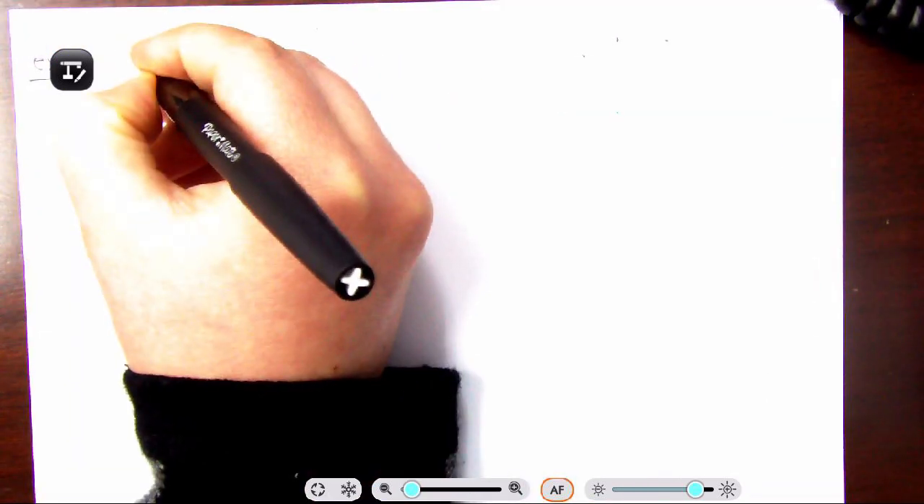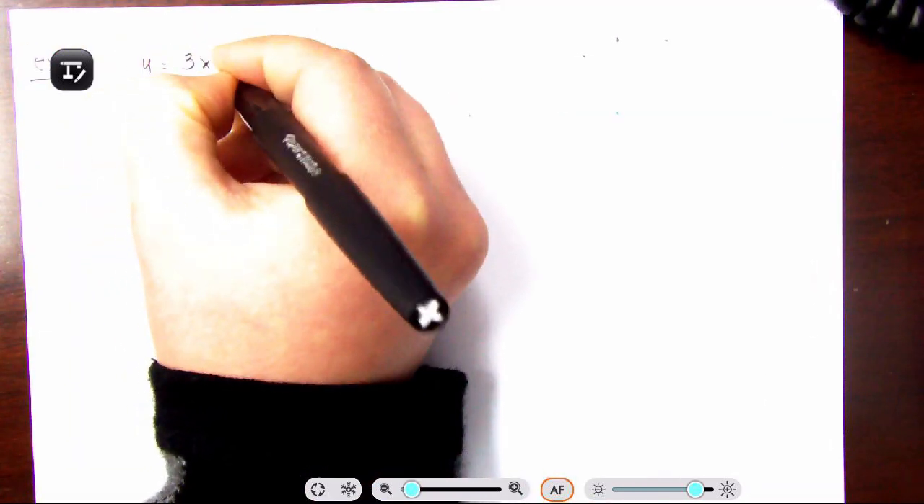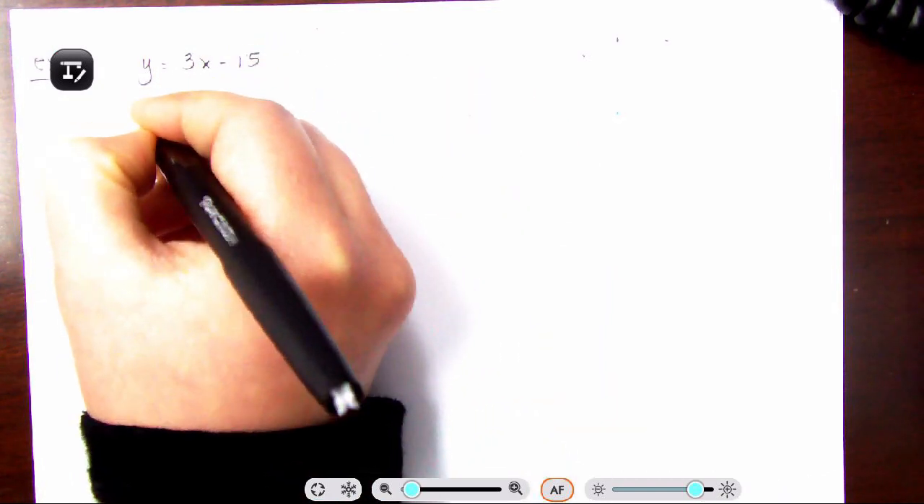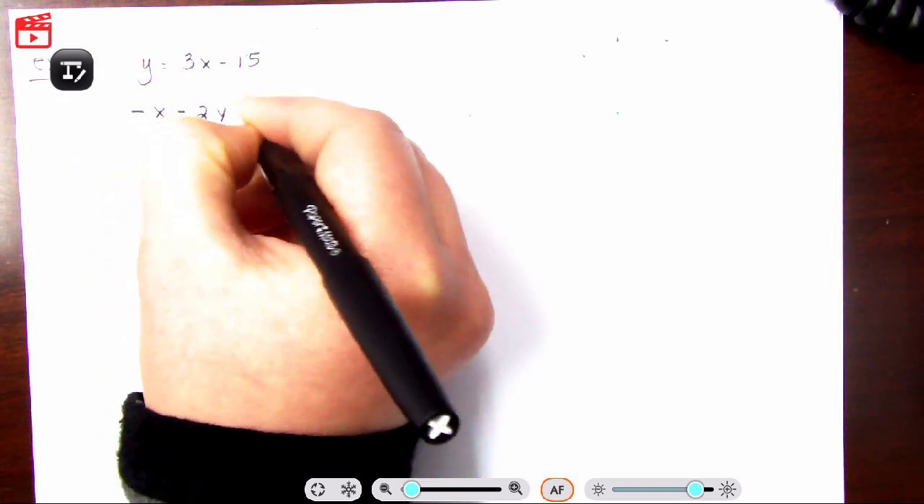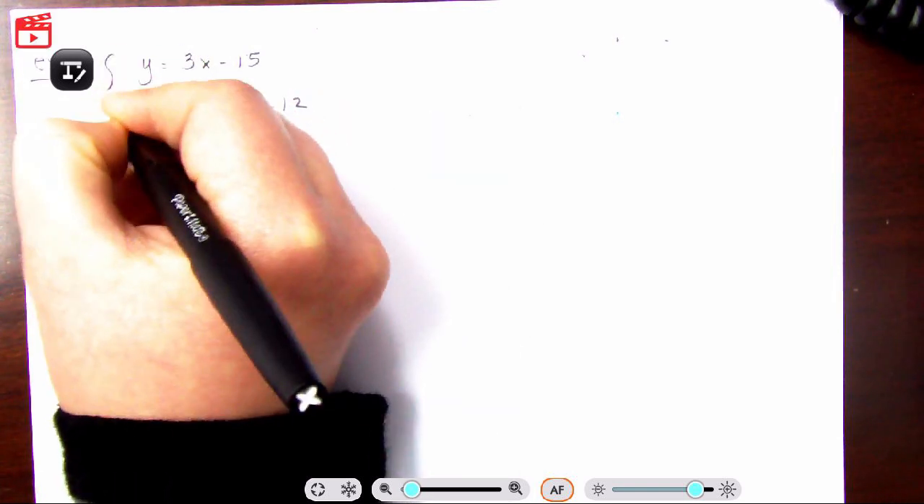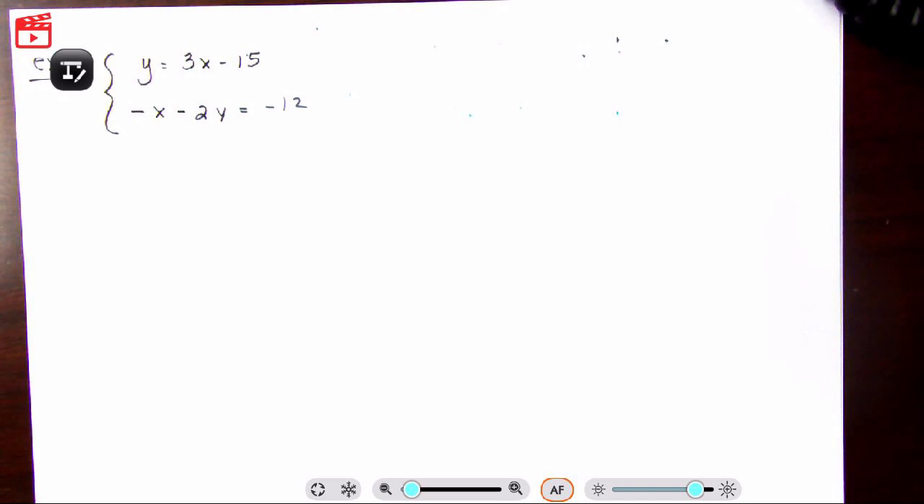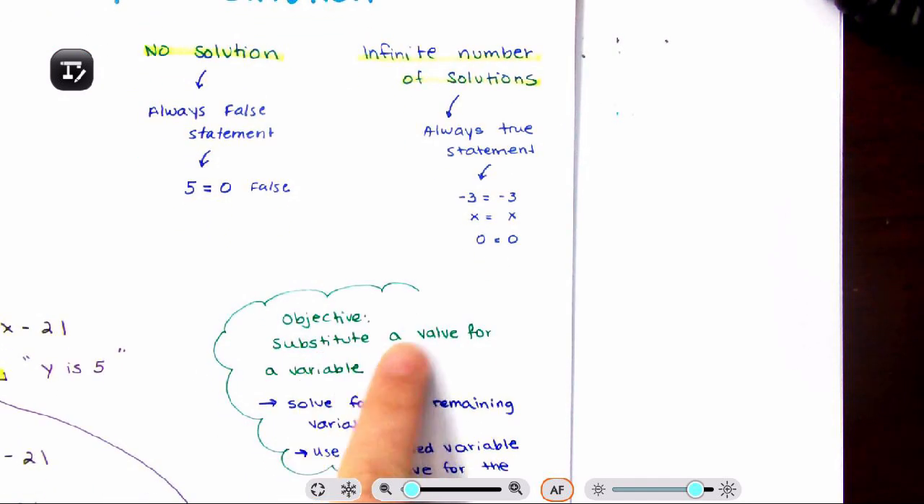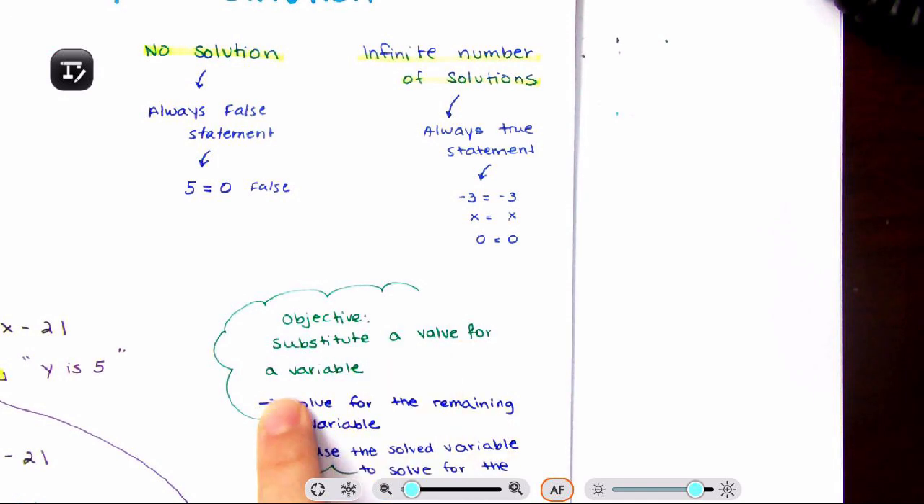So let's jump into example number 2. For example 2, we have y is equal to 3x minus 15. And we have negative x minus 2y is equal to negative 12. So that's our system. Our objective remains the same, so I'm not going to keep copying. I'm only going to add steps if we need to. Our objective is to substitute a value for a variable, solve for the remaining variable, and then use the solved variable to find the other one.